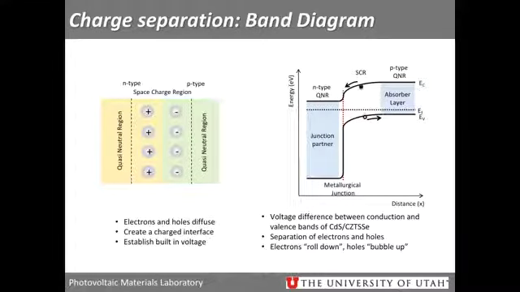So this is just showing again that operation. So we have absorbed light. We create an electron hole pair that is excited into the conduction and valence band, and those are acted on by the electric field that's built in because of our p-n junction.